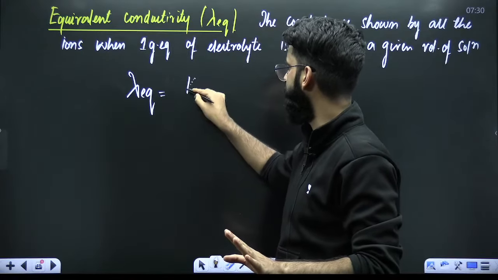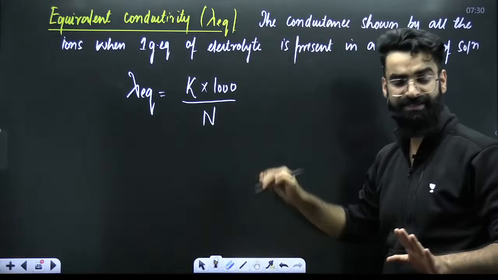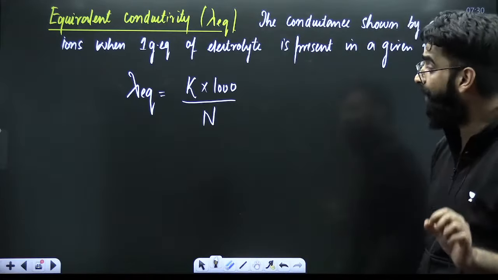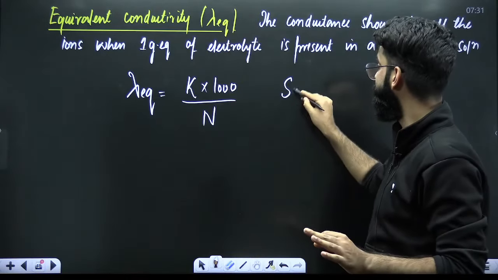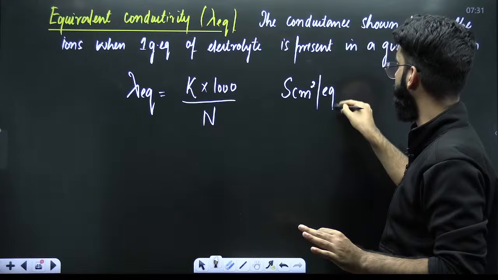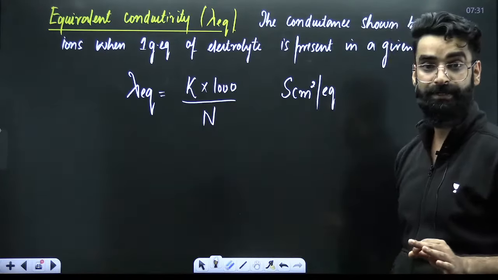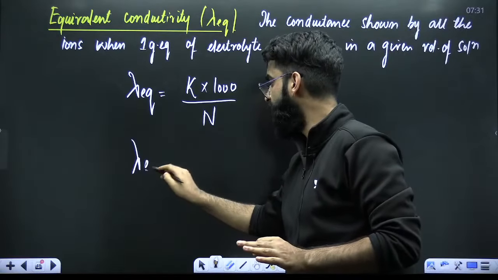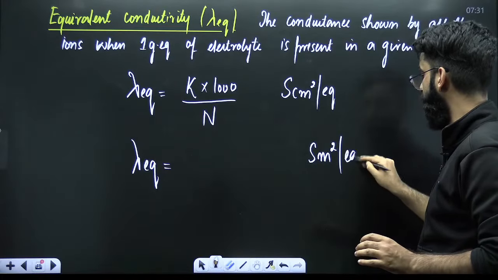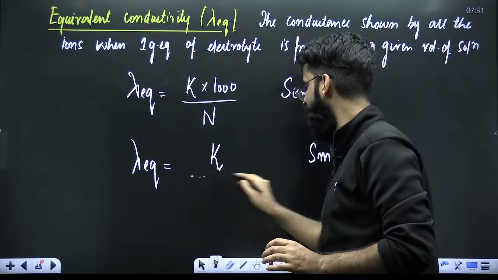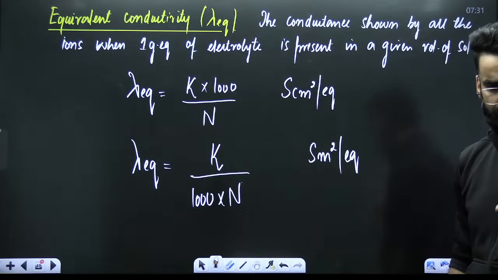Lambda EQ, one of the results: kappa multiplied by 1000 divided by normality. This is the equation which you will be using to calculate the equivalent conductivity in Siemens centimeter square per equivalent. If you have to calculate equivalent conductivity in these units, this is the expression which you will be using, right? But if you have to calculate the equivalent conductivity in Siemens meter square per equivalent, what is the formula which you will be using? It's going to be kappa divided by 1000 multiplied by normality. Perfect. Correct.